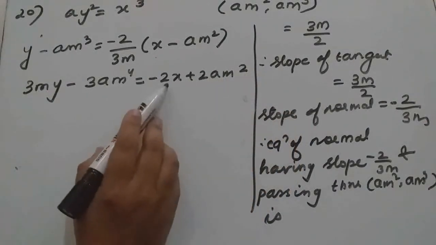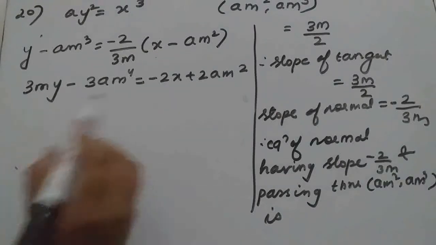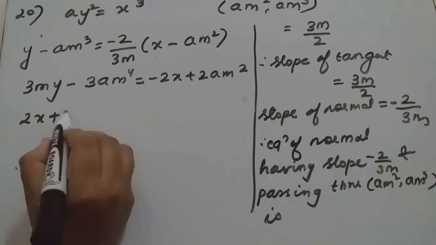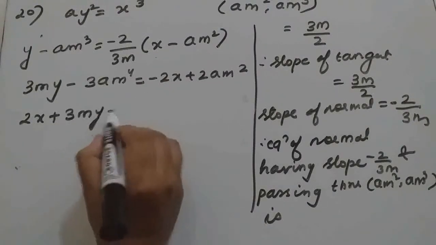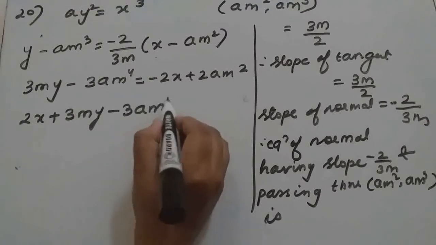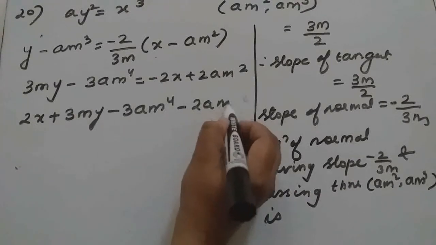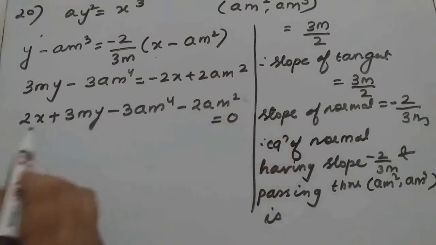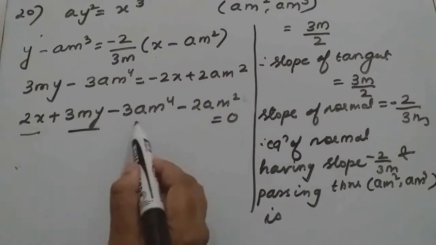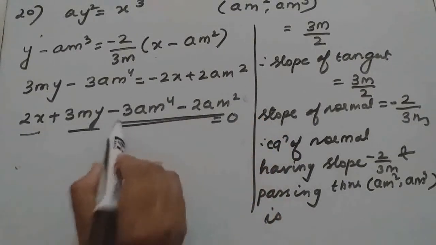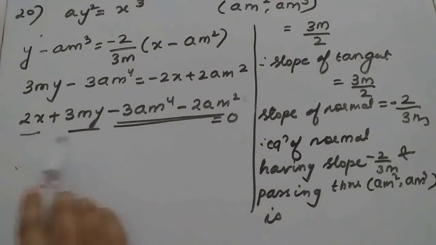Now write in standard form, so these two terms should come here. So 2x plus 3my minus 3am power 4 minus 2am square equal to 0. So ax plus by plus c, this complete is c. So this is the standard form of the equation of normal.